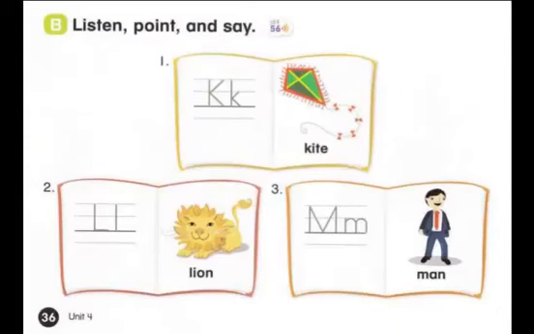Page 36. B. Listen, point, and say. 1. K. K. Kite. 2. L. L. Lion. 3. M. M. Man.